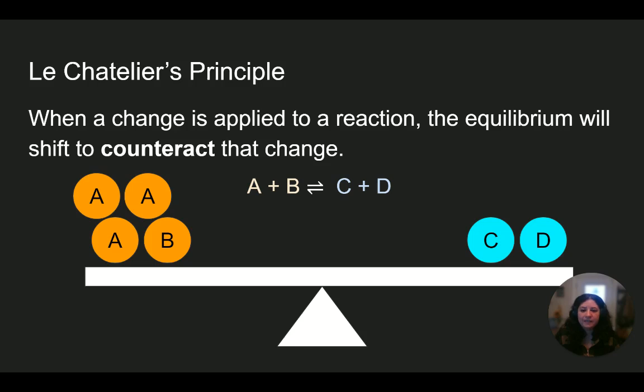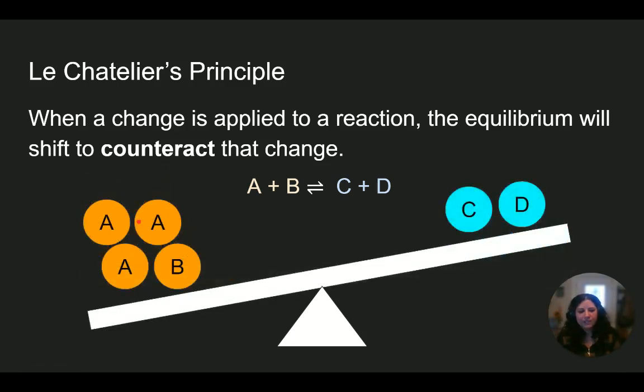So let's look at a specific example. Let's say that we have our seesaw and we add some reactant to one side. If I added some reactant to one side of the seesaw, what's that going to do? It's going to push it down on that side. It's going to push on this side of the seesaw and make it heavier. So it's going to look like that. So that is our change. We have shifted it that direction.